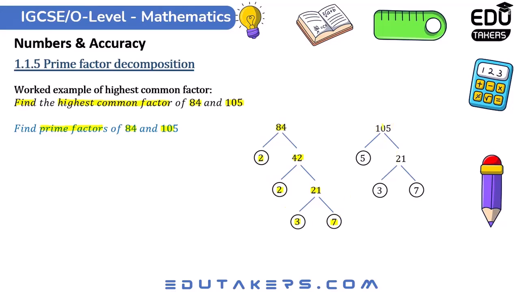So similarly for 105, 105 is divided in two parts, 5 times 21. 5 is a prime number and 21 is divided into two parts, 3 times 7. 3 is a prime number and 7 is a prime number. Now list all the factors. 84 is 2 times 2 times 3 times 7. 105 is 5 times 3 times 7.